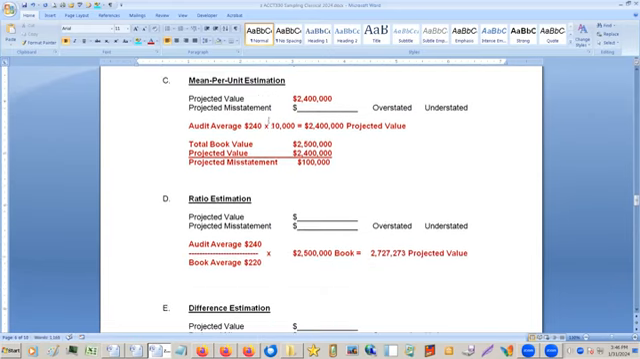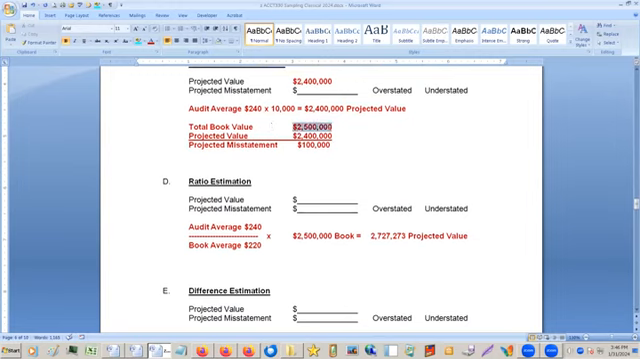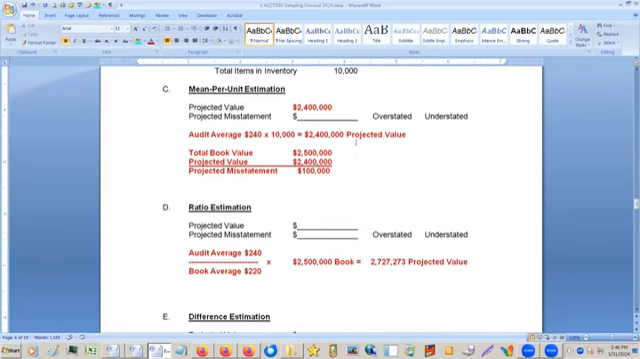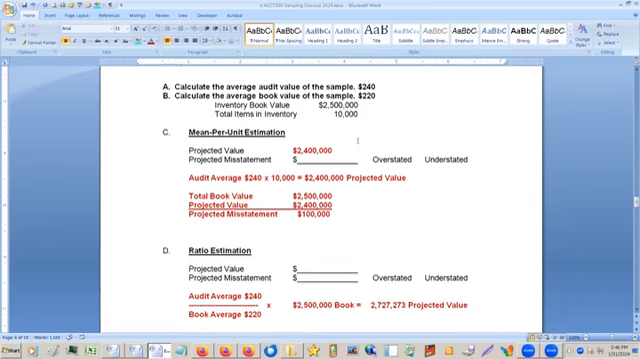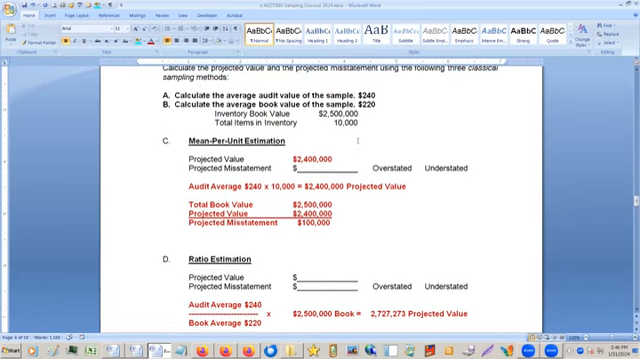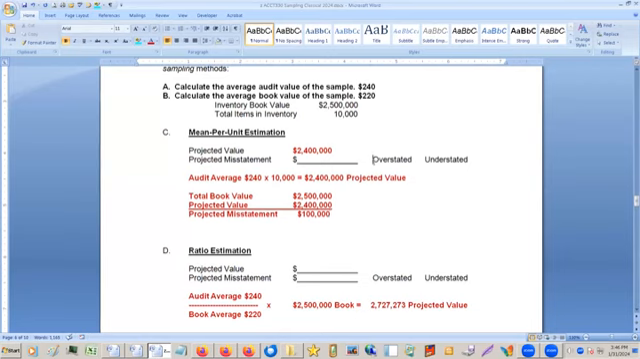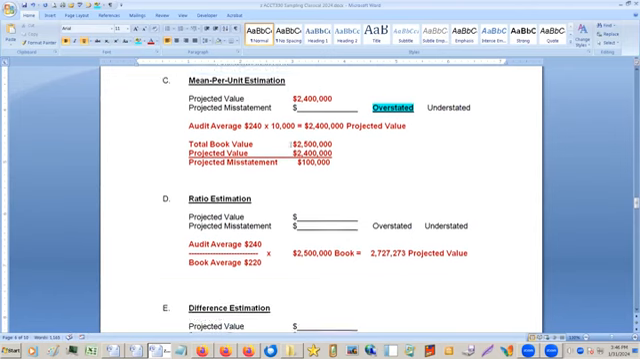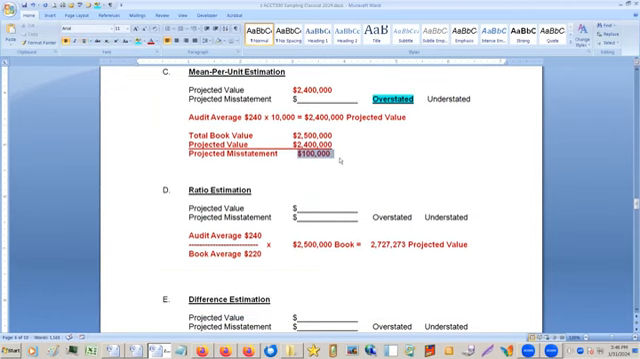So they're saying that their book value is 2,500,000. We're saying it's 2,400,000. So this misstatement, are these books overstated or understated? Is the book value overstated or understated? We're saying it's worth 2,400. They're saying it's worth 25. It's overstated. Yes, exactly. They overstated the value. They overstated this. I'm glad you jumped in there. I was groaning. All right.